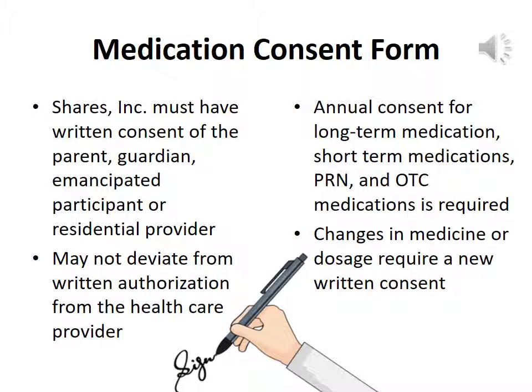The medication consent form. We have to have consent for any medication that we administer here at Shares. So we have to have a parent, guardian, emancipated participant, or residential provider's signature on that consent form. We are not able to deviate from the consent form. We require consent for any kind of medication, whether it be long-term, short-term, PRN, or over-the-counter. And changes in medication or dosage require a new consent form. So for example, if we change from 8 milligrams of something to 4 milligrams, we would have to have a new consent form.